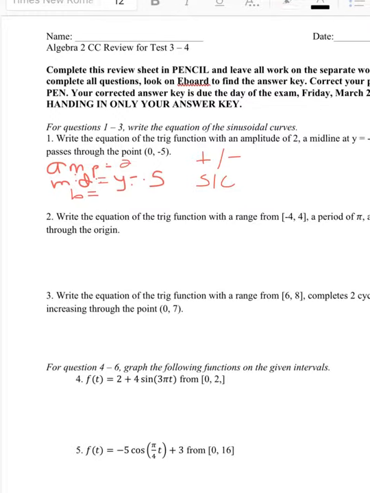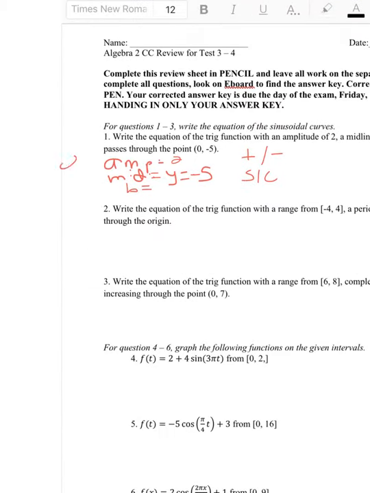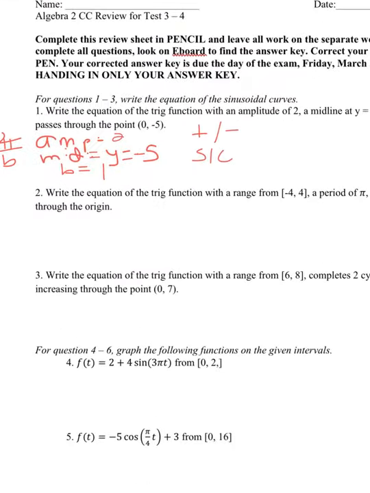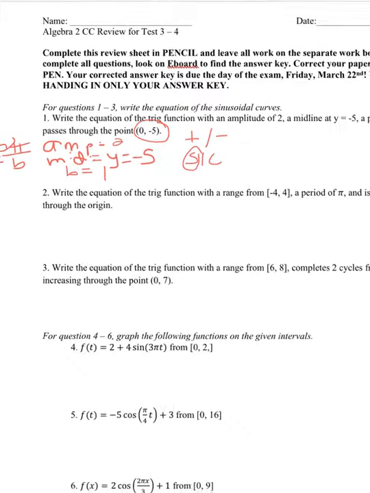So the amplitude is 2. The midline is y equals negative 5. The b value, 2 pi over b, is equal to the period, which in this case is 2 pi, which is over 1. If I cross multiply, I get b is equal to 1. And then to figure out whether it's positive or negative sine or cosine, that tells me the y-intercept right here. So because the y-intercept is 0, negative 5, it's definitely going to be a sine function because the y-intercept is on the midline. And then positive or negative, I actually don't know.